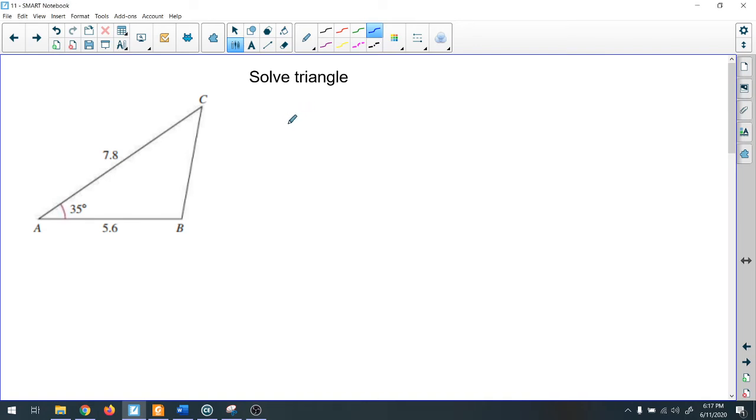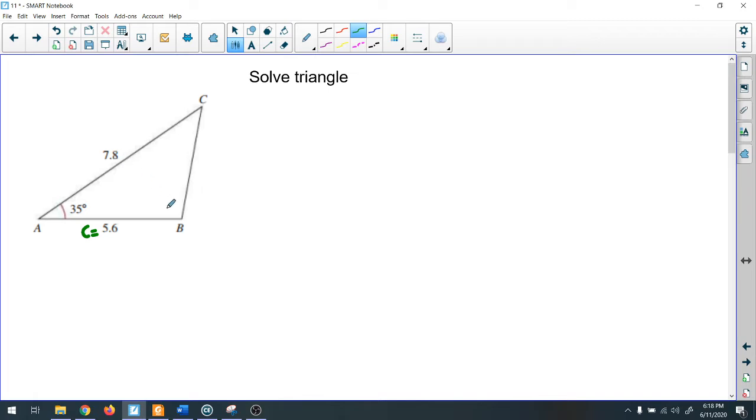Okay, we still use the law of cosines to solve a triangle. Solving a triangle means you have to find everything missing: all missing sides and all missing angles. So given this triangle ABC, the side opposite to C, we make it c.